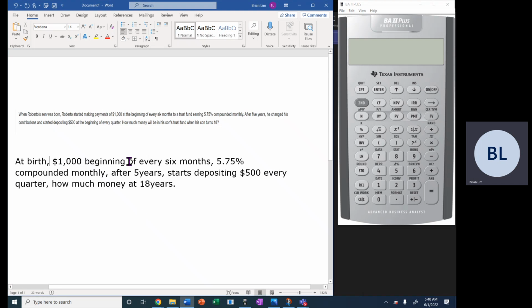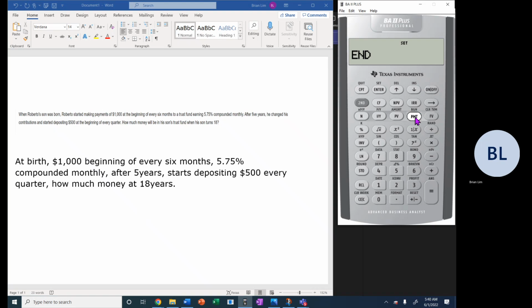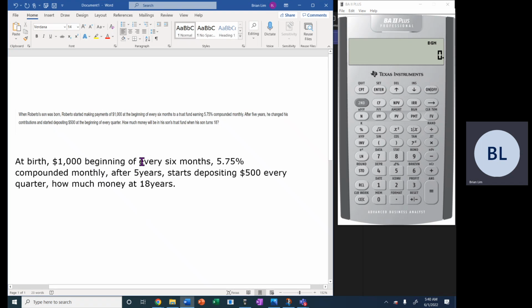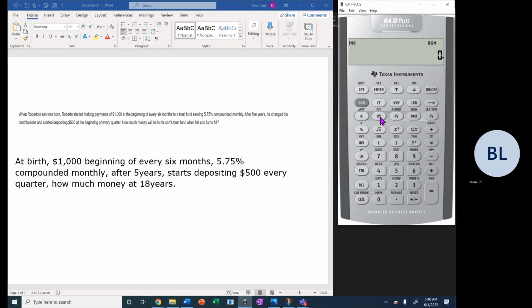So beginning of every 6 months. So let's turn on the calculator. So second, BGN, second, and I'm in the begin mode, top right corner. All right, every 6 months, it means that the payments are twice per year. So PY is 2.